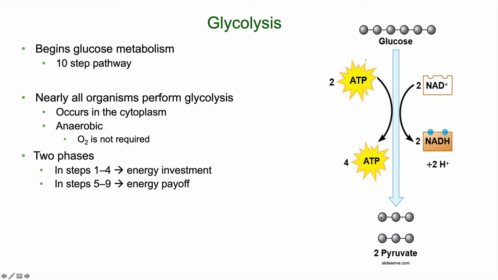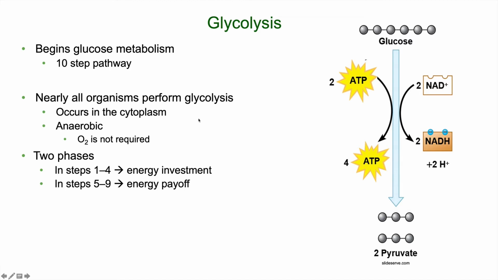Ultimately, we're going to convert that into 2 molecules of pyruvate or pyruvic acid. In the process, we're going to have to invest 2 ATP, but we're going to get 4. We're going to double our money, so to speak. And we're also going to take 2 of our coenzyme NAD, and we're going to reduce that coenzyme to NADH plus H plus. So we're going to get 2 of these.